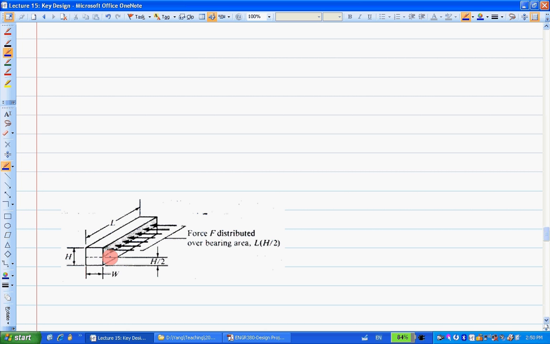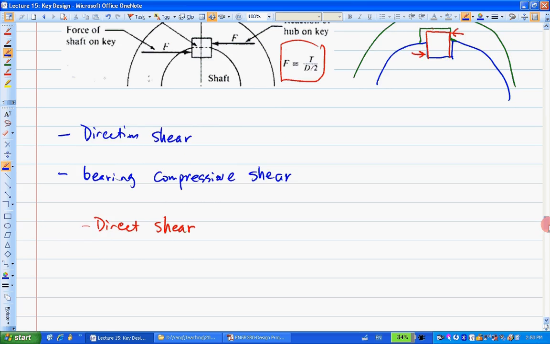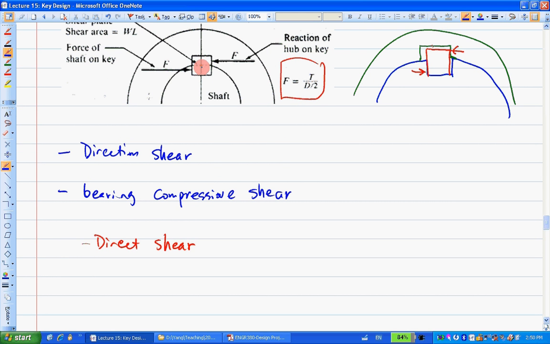And when it comes to design, we need to consider both of the situations here. So let's look at the design equation based on each one of the situations. Let's look at direct shear first. For direct shear, first of all, we need to figure out what the direct shear stress is. Let's call that tau. Direct shear is basically the force divided by area, right? So the shear area is the area at this cross section here.